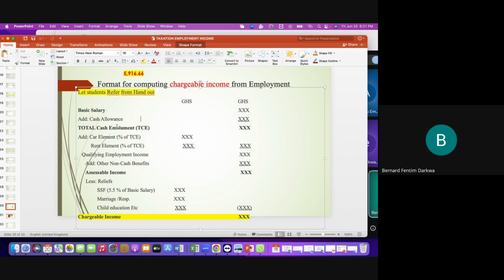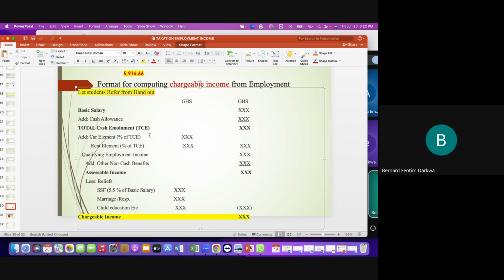So you have your base salary plus all cash allowances. That will give you total cash emolument. Once you get total cash emolument, then you add the car and the rent element. We did something about the car and rent element: once the person is given a car, driver, or fuel, and there's a condition, there's a percentage of the person's TCE that you have to charge. If the person has been given accommodation, fully furnished or shared accommodation, that one too, there's a percentage of TCE that the person is going to be charged.